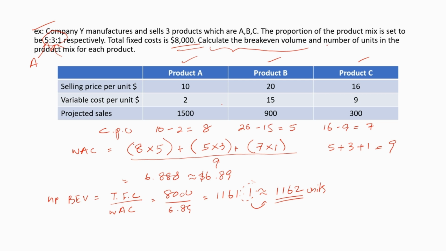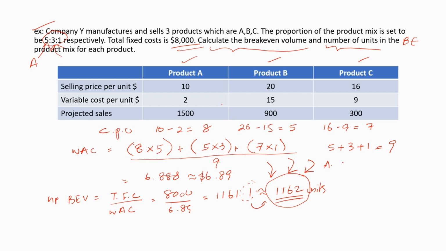Now let's do the second part, which is to calculate the number of units in the break-even product mix for each product. So this is how we can calculate the number of units of each product in the break-even product mix. So this is the break-even product mix. Now we have to calculate how many product A's in this product mix and how many product B's and how many product C's. So this is how we can calculate that amount.